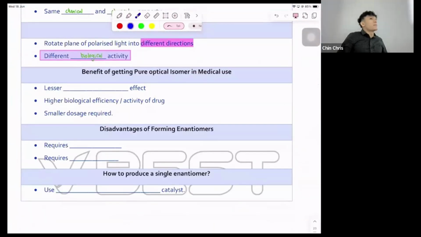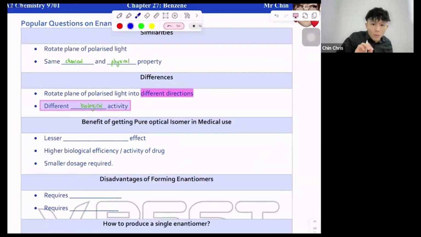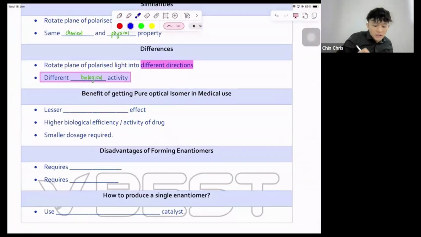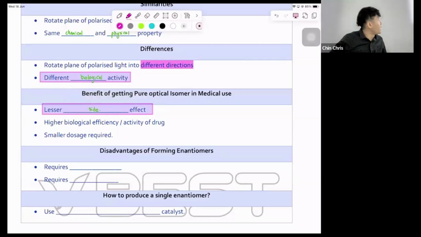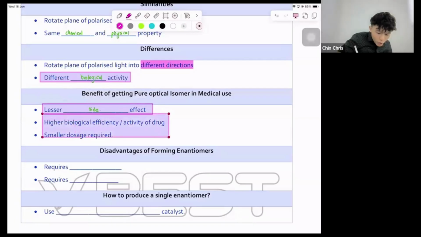Next, what is the benefit of getting a pure optical isomer in medical use? You have lesser side effects. Then you have higher biological efficiency and activity of the drug, and smaller dosage required. These are all the points. I got you guys all the answers here already. You just have to copy and paste.